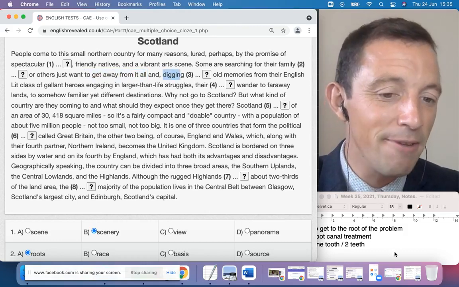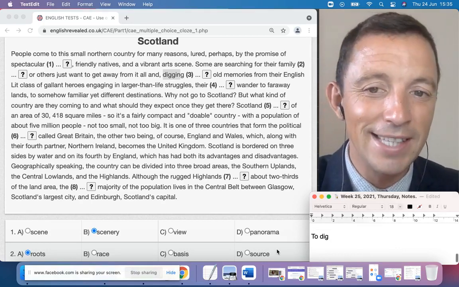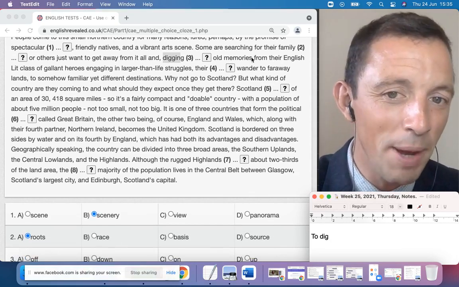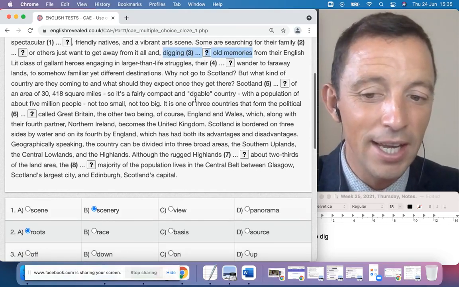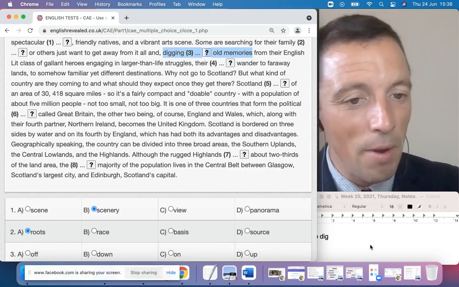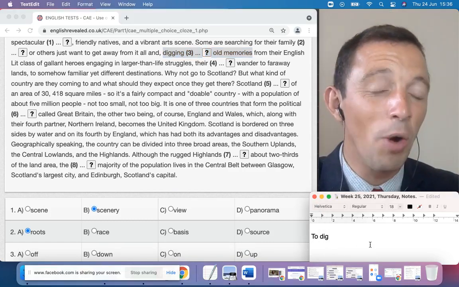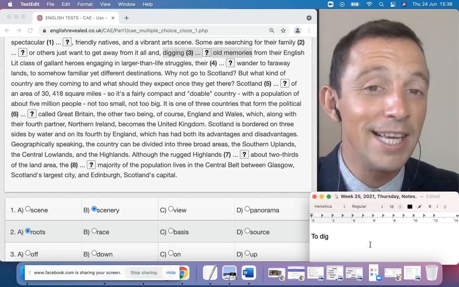And digging, very, very important. The verb to dig is like excavar. And here it's digging something, old memories. And yes, we have a phrasal verb, which is very appropriate here. Dig off, dig down, dig on, dig up. Interesting. And I don't know what you think might be the best answer, but the verb to dig is excavar.